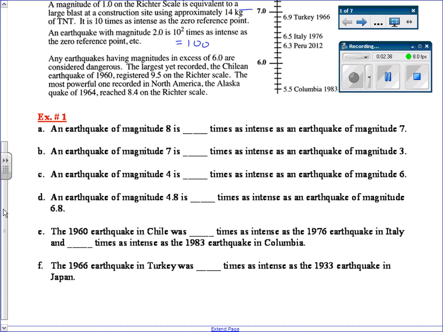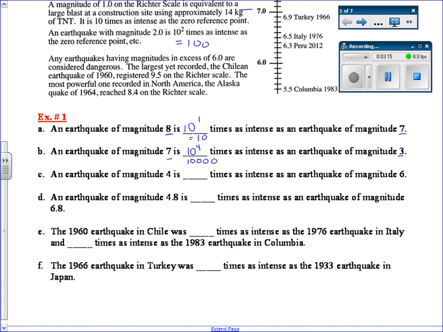So just practicing a little bit with the powers of 10. If there's a difference of 1 between the magnitudes, then that corresponds to 10 to the 1 times the intensity, so an intensity of 10 times. So magnitude 8 is 10 times as intense as magnitude 7. If you have a magnitude 7 earthquake, how many times as intense is that as an earthquake of magnitude 3? There are four steps, like 3, 4, 5, 6, 7, between 7 and 3. So it would be 10 to the 4, or 10,000 times as intense.